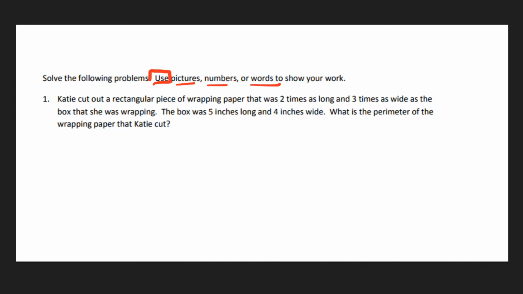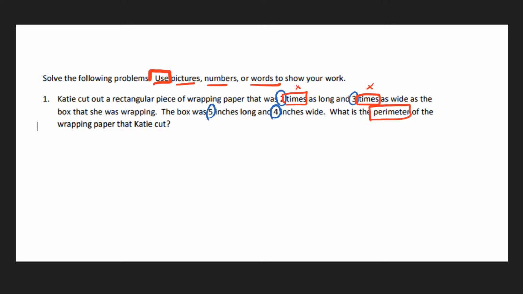So let's go through first and circle our numbers. I see 2, 3, 5, and 4. Then let's find the action words. It was 2 times, which is my multiply, 3 times, multiply again, and 5 inches long and 4 inches wide. What is the perimeter? They want us to find the perimeter of the wrapping paper that Katie cut.